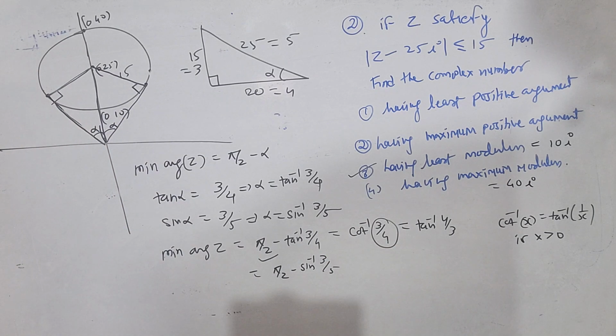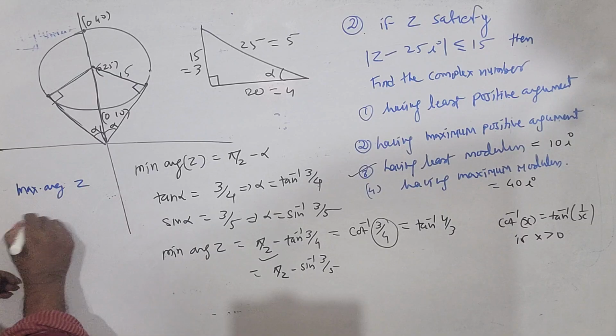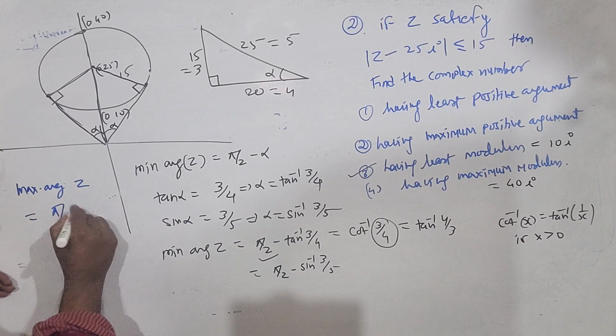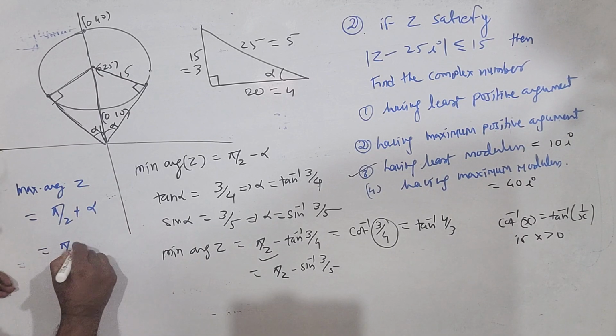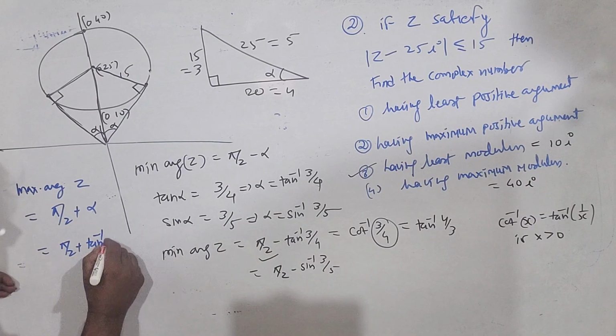Now coming to the maximum argument. Yes, the maximum argument of z is pi by 2 plus alpha, that is pi by 2 plus tan inverse of 3 by 4.